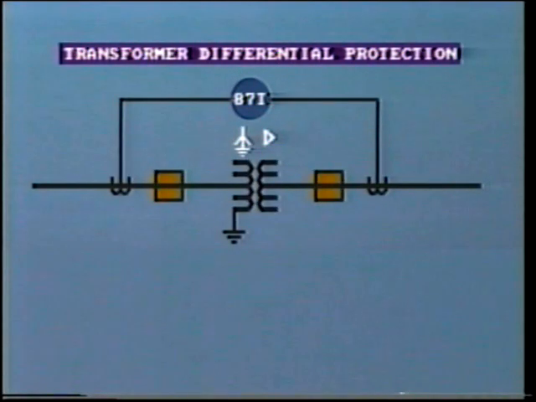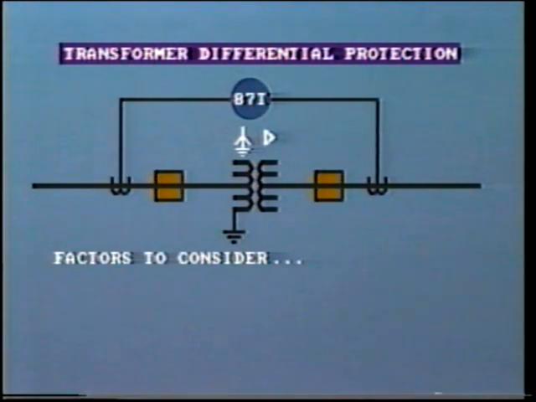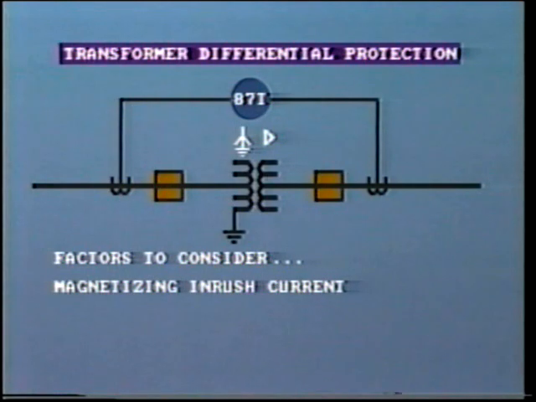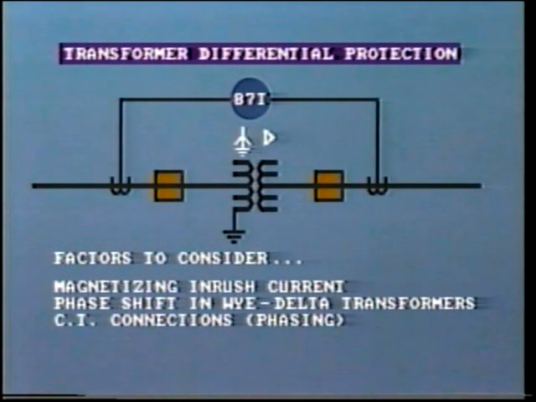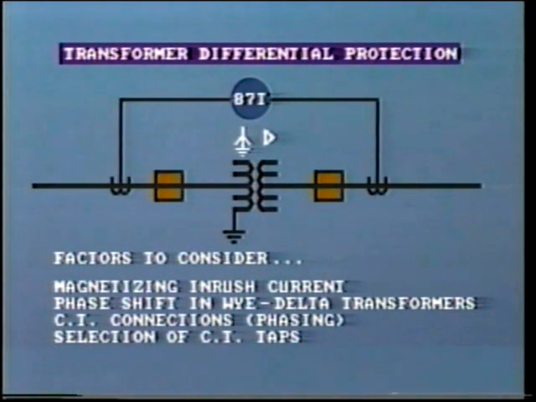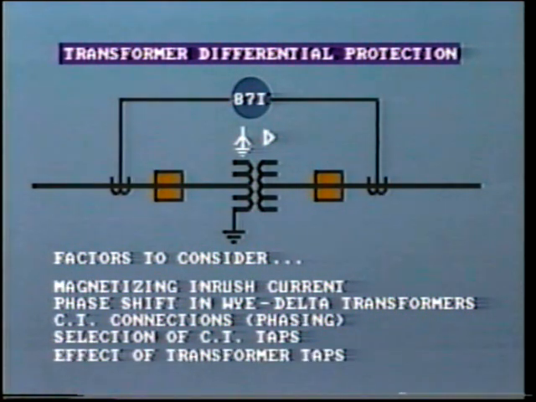When applying differential protection to transformers, certain factors that must be taken into consideration are the magnetizing inrush current, the phase shift in Y-delta connected transformers, CT connections, that is, phasing, selection of CT taps, and the effect of transformer taps.